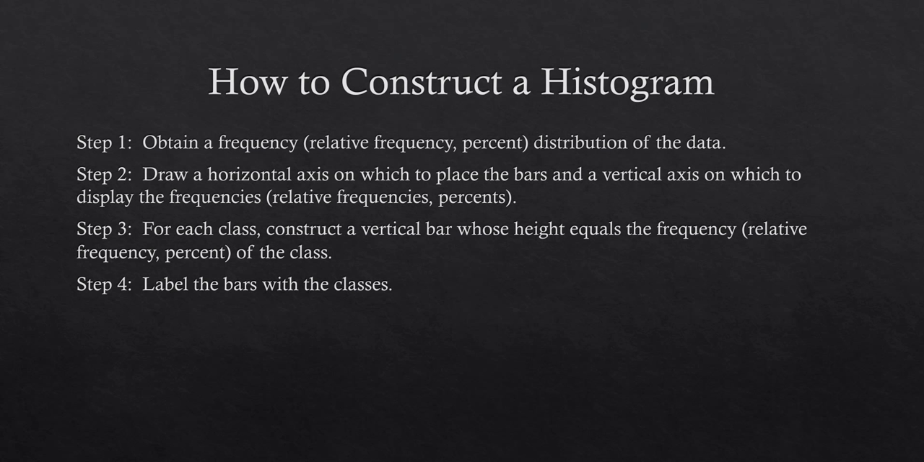Draw a horizontal axis where you're going to put your bars, and a vertical axis where you're going to put your frequencies. So on the horizontal axis, this is where your observations are going. Your vertical axis is where your frequencies or relative frequencies will be going. For each class, construct a vertical bar whose height equals the frequency or relative frequency, and label the bars with the classes. Okay? And this just takes practice. This is not anything that's going to be overly difficult for you. Most of you could have probably done this without a video and just read the book. But here's what I mean.